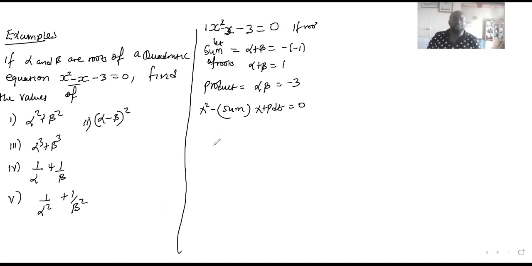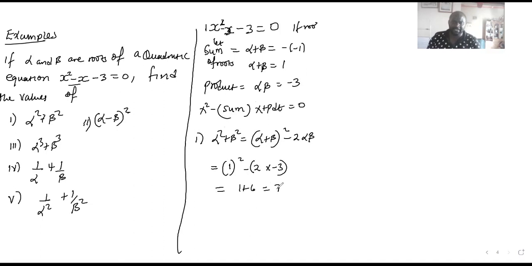0. Therefore, the first expression says alpha squared plus beta squared. We have already seen this one as alpha plus beta squared minus twice of alpha beta. When we substitute, what shall we realize? We shall realize 1 squared minus 2 times -3. And our answer will become 1 plus 6, and the answer is 7. Solution: the sum of the squares of those roots is 7.